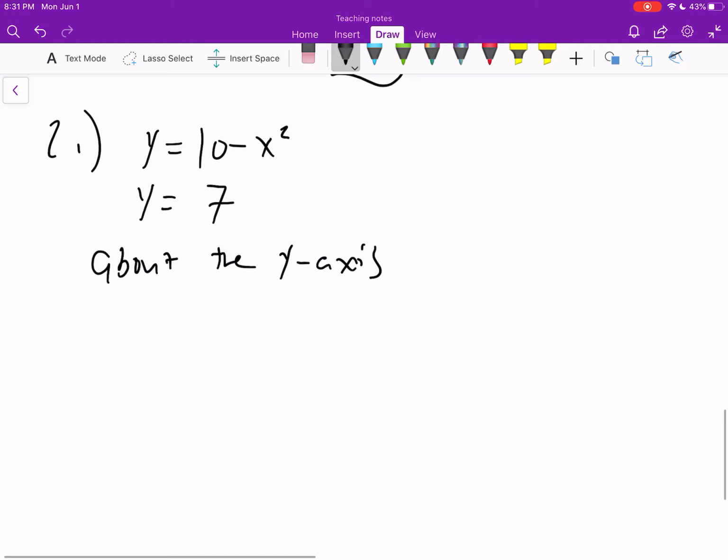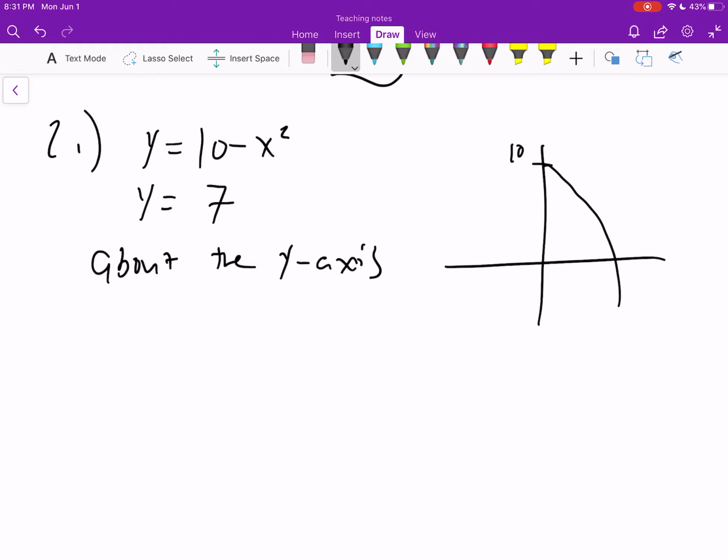And so when you draw this, 10 minus x squared is the graph of negative x squared, shifted up 10. The line y equals 7 is a horizontal line that goes through y equals 7. And now what we're doing is we're taking this area and we're rotating it about the y-axis, in this direction. So we're going to get a solid that sits up there.